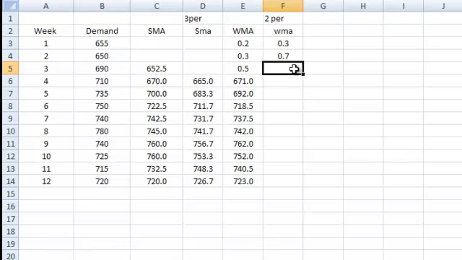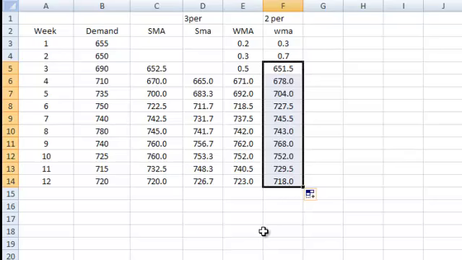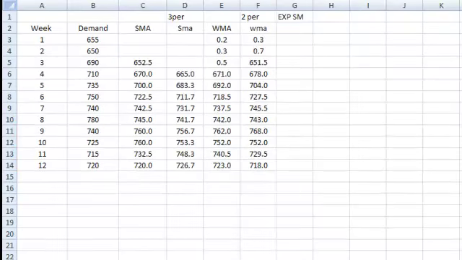Here I'll begin my forecast in week 3. I'll take the week 2 demand and multiply that by 0.7, then I will add on the week 1 demand multiplied by 0.3. Again, I need to anchor those 2 values. Then I can click and drag that. And that's our 2-period weighted moving average.